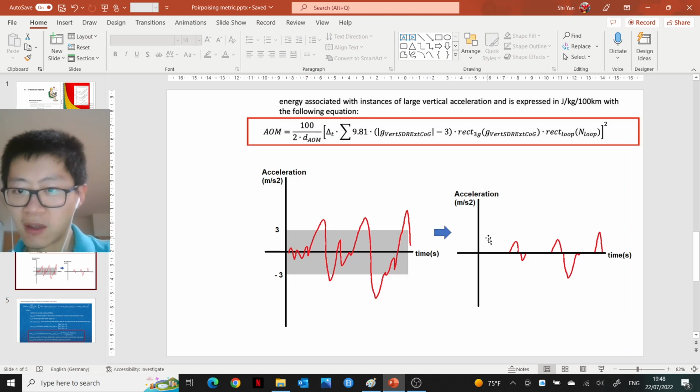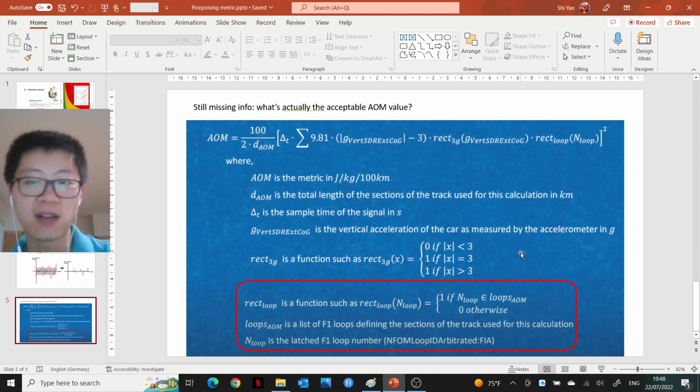this process is done for sections of the track that the FIA have designated as being used for calculating this metric, and it is not used for parts of the track that the FIA is deeming as unimportant.